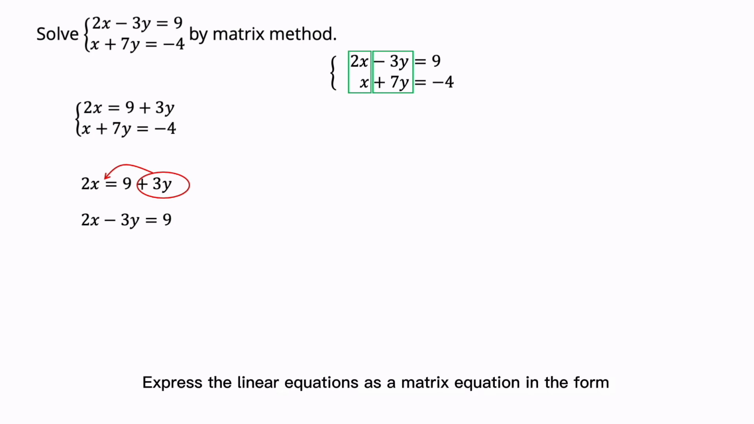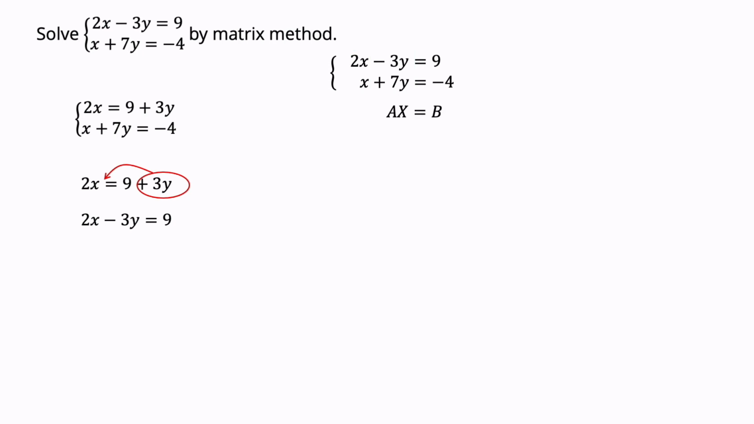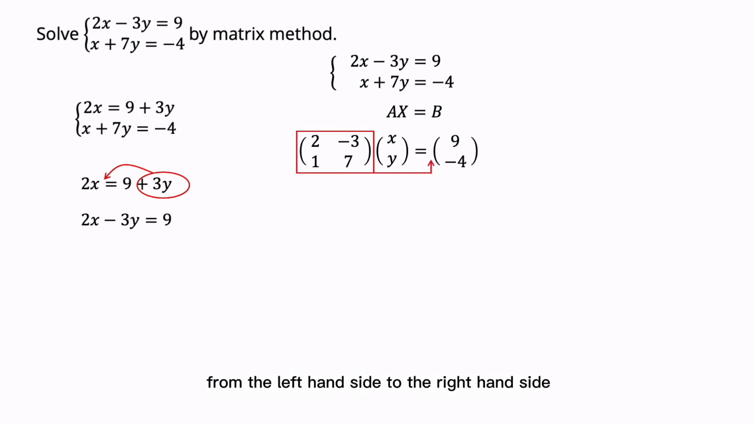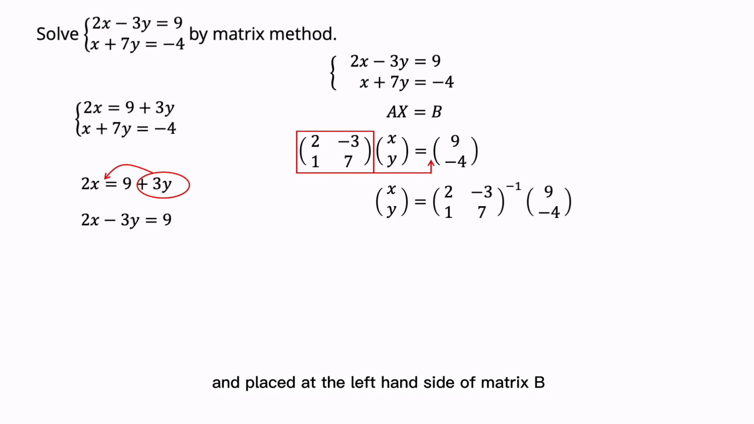Express the linear equations as a matrix equation in the form Ax equals b, where A is called the coefficient matrix, x is the variable matrix, and b is the constant matrix. As we have seen from the previous example, the equation in the matrix form Ax equals b can be solved by transposing the matrix A from the left-hand side to the right-hand side. It becomes an inverse matrix and is placed at the left-hand side of the matrix B. Calculate the inverse matrix of A.